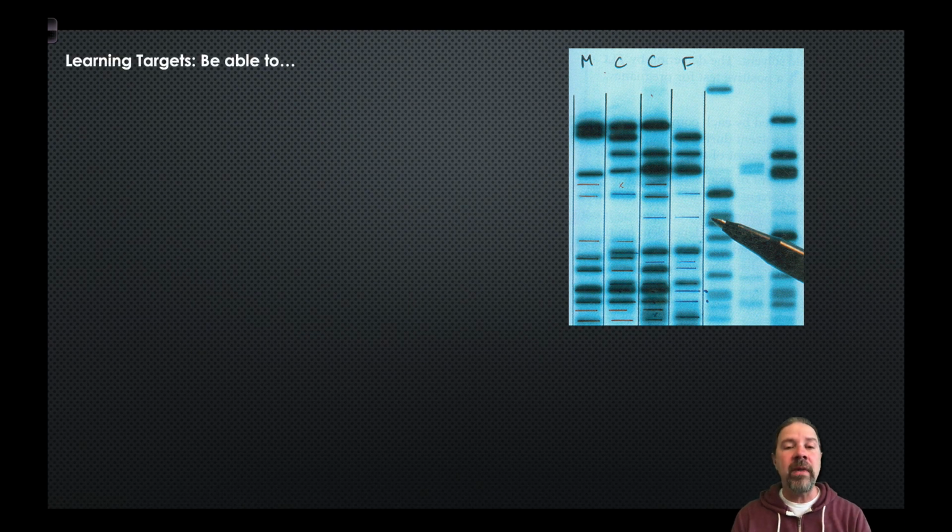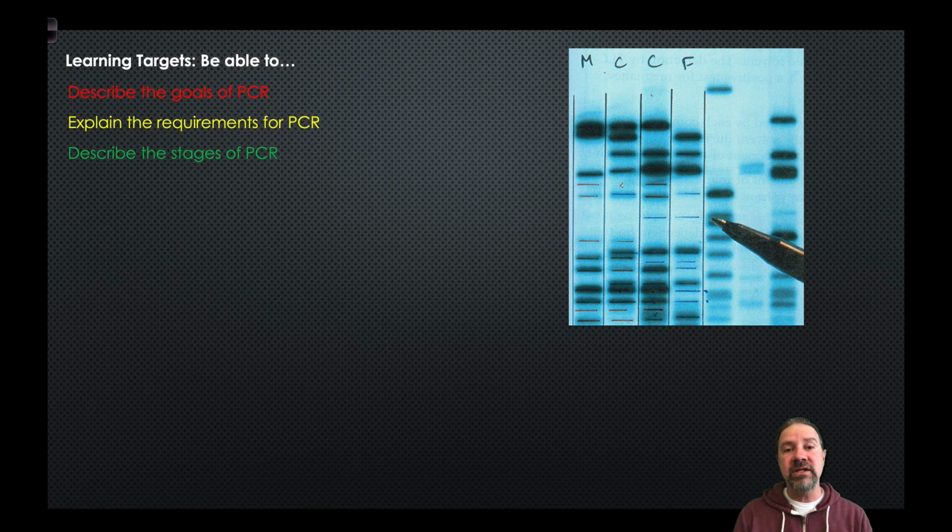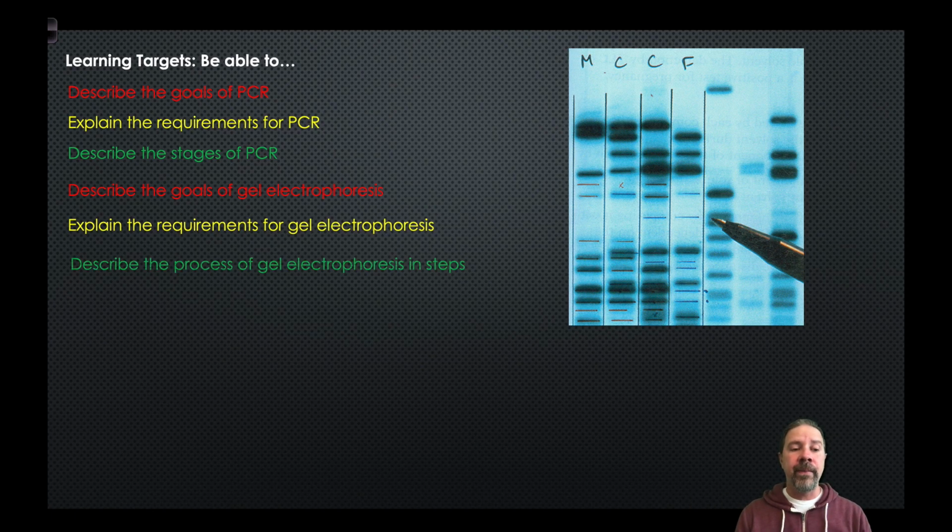So what should we remember from today's talk? Well, obviously, we want to know what were the goals of PCR. Why do we use it? Second, what were the requirements for PCR? What were all those little ingredients and parts for? What did they do for the process? What were the stages of PCR? Describe the goals of gel electrophoresis. What were we trying to do with those DNA samples? What were the requirements for gel electrophoresis? Why do we need what we need for that process to run correctly? And describe the process of gel electrophoresis in the different steps.